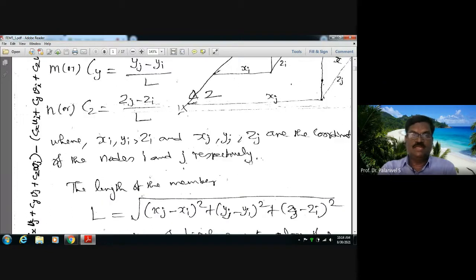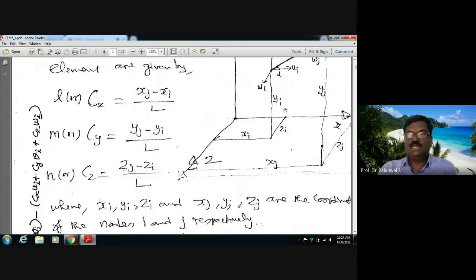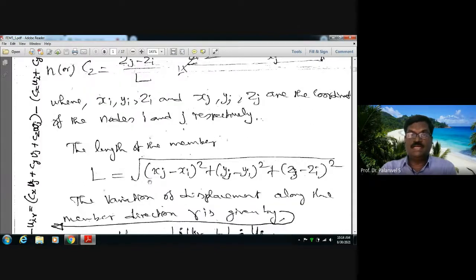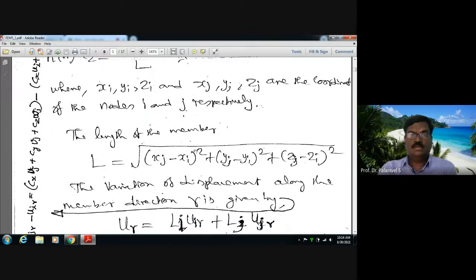Very good. The length of the member: if you know the coordinates, this length of the member also can be programmed in the computer software. What is the length of the member? It is the square root of xj minus xi whole square plus yj minus yi whole square plus zj minus zi whole square. You are aware of this because you have studied this mathematics. Now L can be obtained this way from the coordinates of the ith and jth node. This is your fundamental mathematics, you are aware of this.